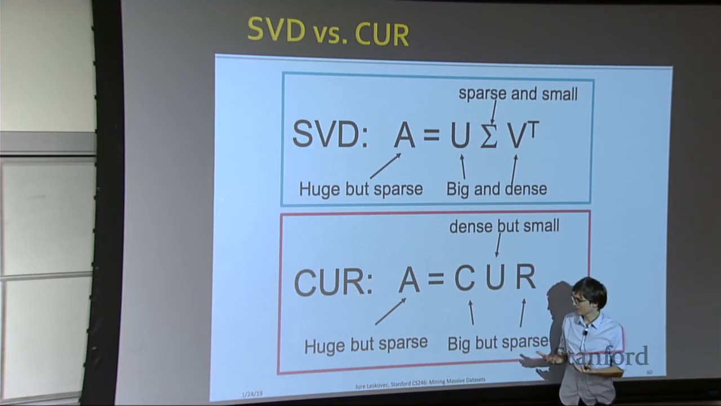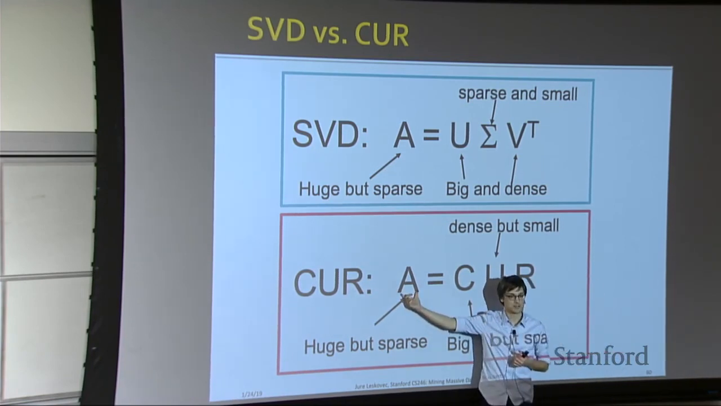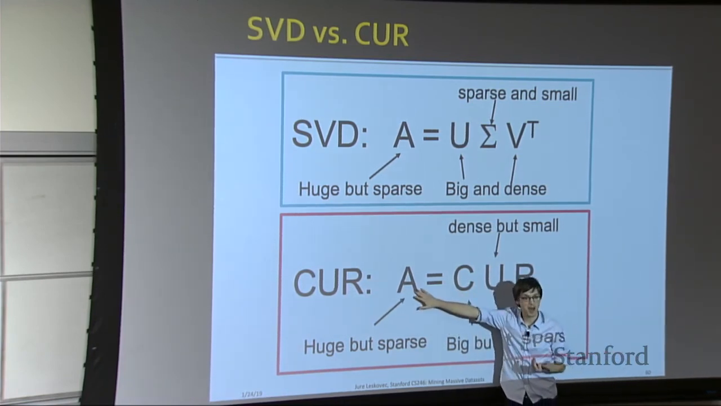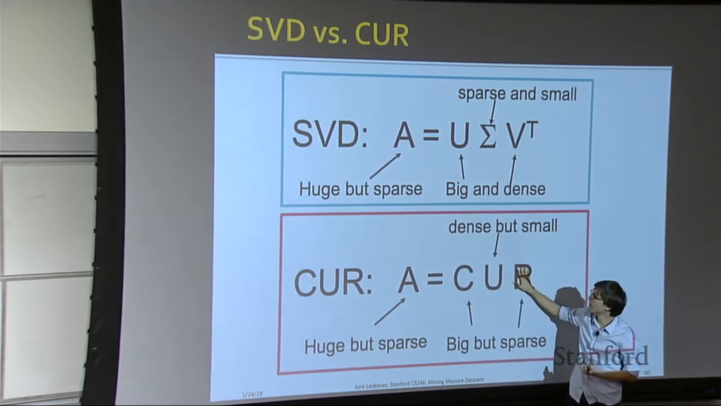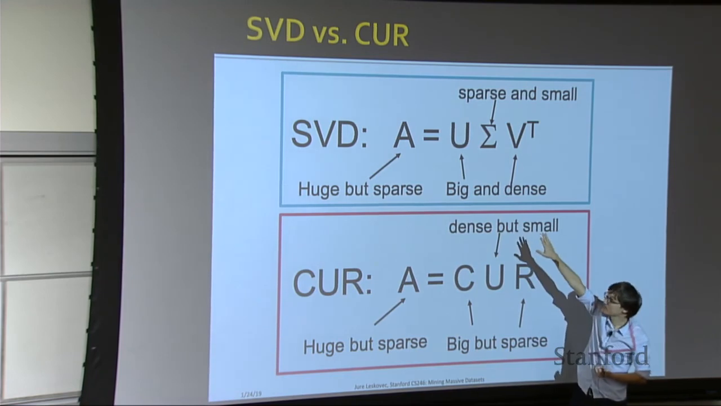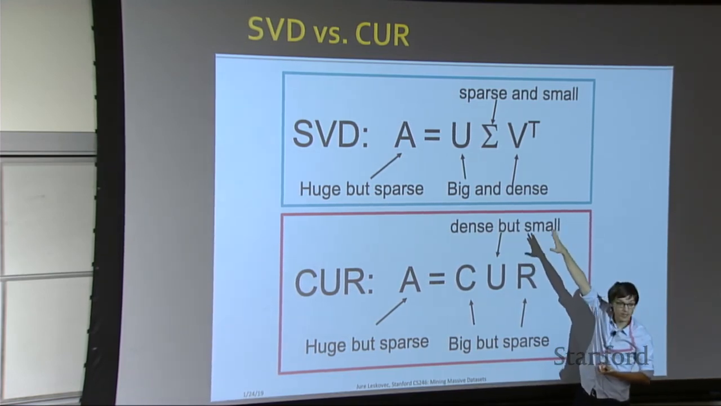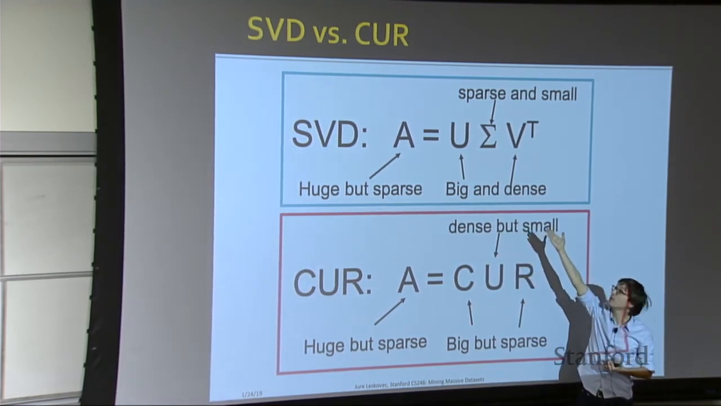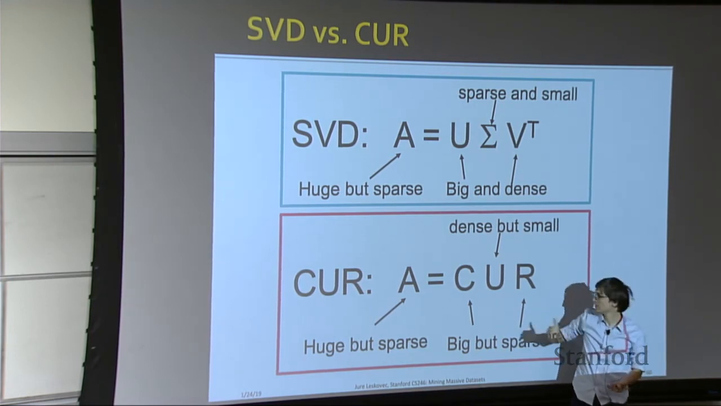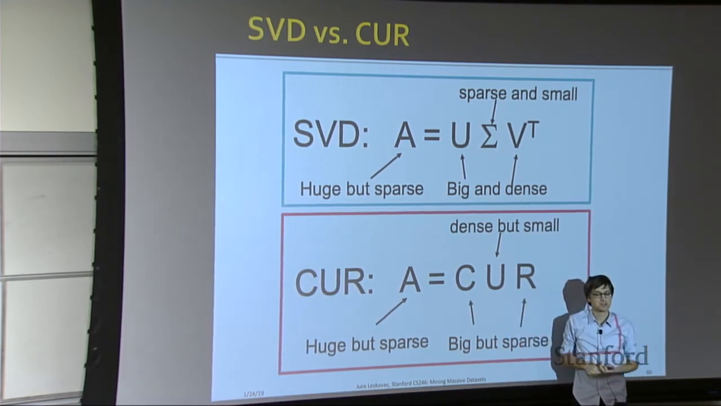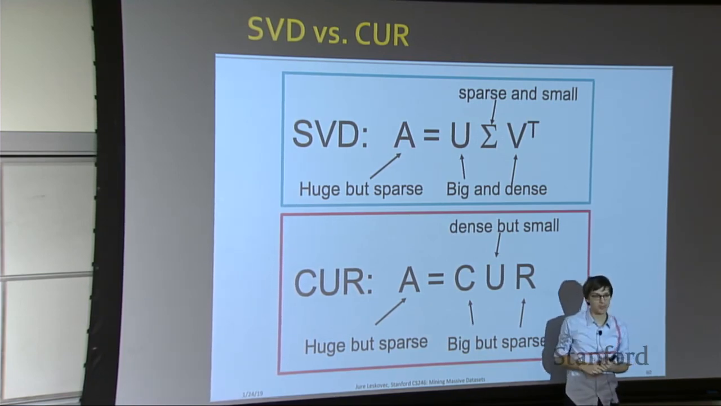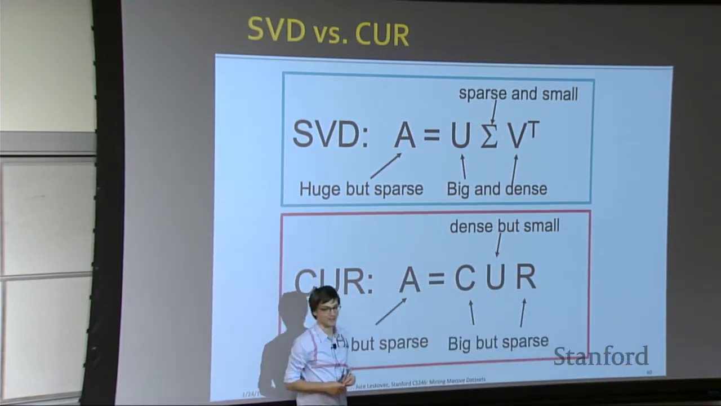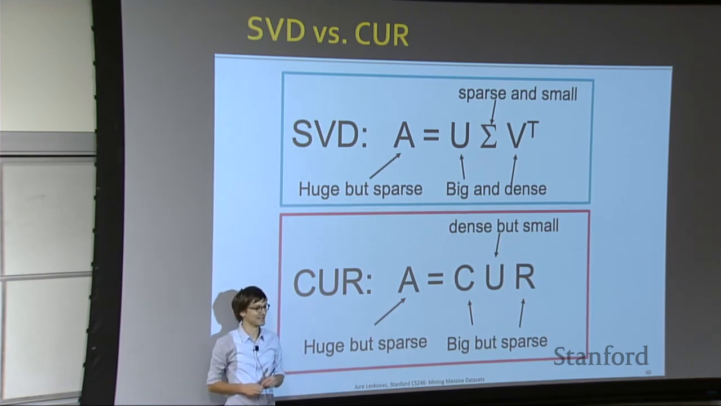CUR works well if the matrix is sparse, because I'm just taking sparse rows and columns full of zeros and putting them here. But if I take U and V and do CUR of them, U and V are dense, so C and R will be dense. So it will be futile. All right? Good point. It should be a homework question. Good. Anything else?